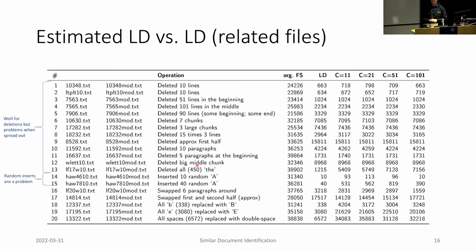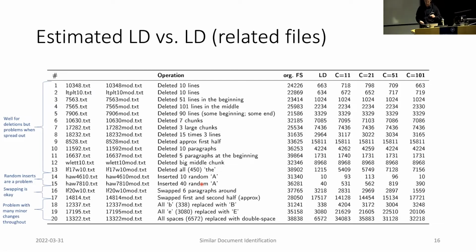Random inserts, of course, like the insert of a random A, can cause a problem if there are too many. If there are small changes spread out, because we reduce it and hash it, this impacts it. Swapping was okay, and of course the major problem is with many small changes throughout.